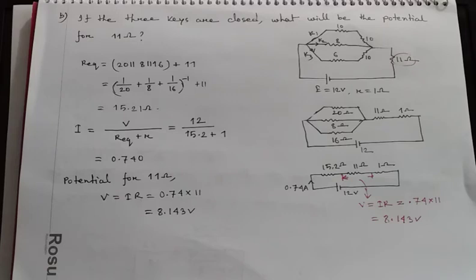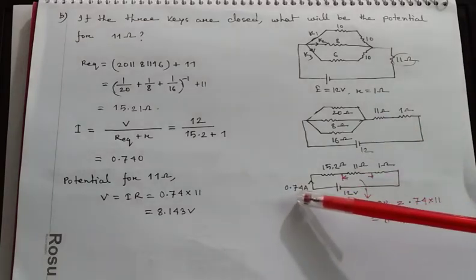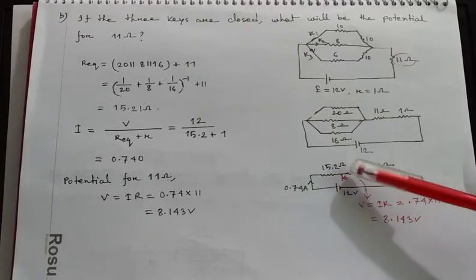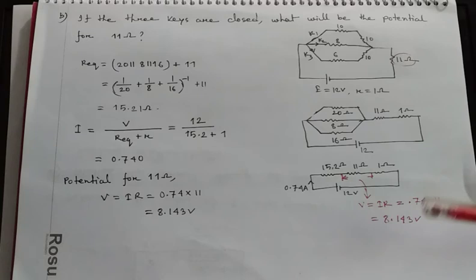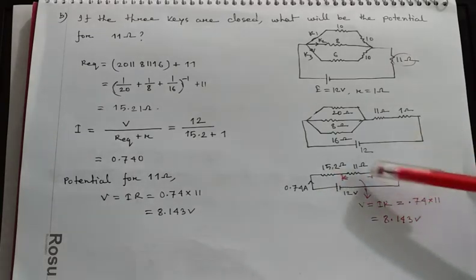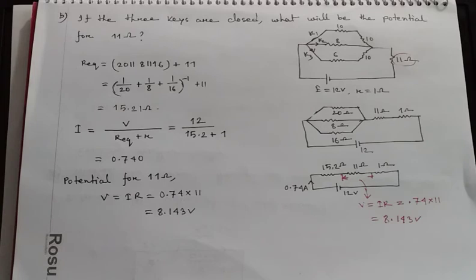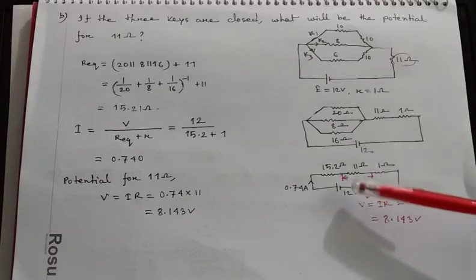In my last class I told you that whenever resistances in any combination are in series, they allow the same amount of current to pass through them. So as here the total current is 0.74 amps, and these three resistors are in series, the current will be the same for each resistor. That means for the 15.2 ohm resistor the current will be 0.74 amps. For the 11 ohm resistor the current will be the same, 0.74 amp.